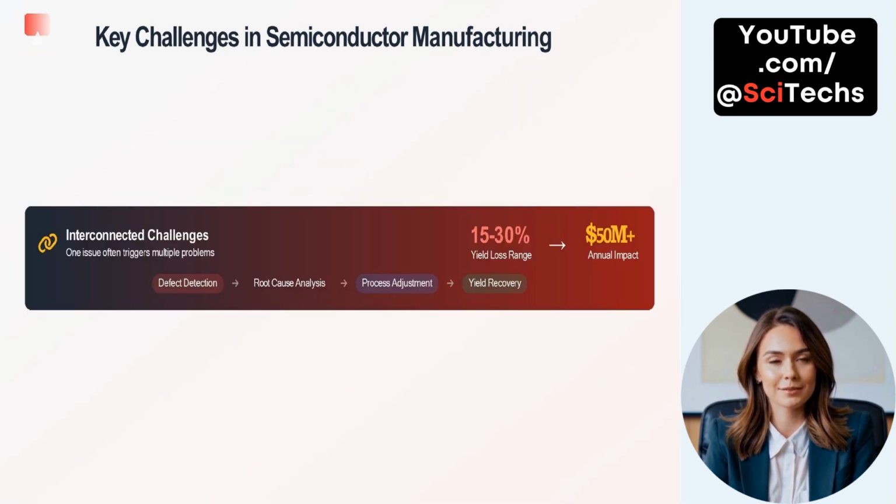Interconnected challenges. In semiconductor manufacturing, problems rarely occur in isolation. A single issue often triggers a chain reaction, creating what are known as interconnected challenges. For example, a defect detected during inspection can require a detailed root cause analysis. This analysis may reveal that upstream conditions such as temperature drift or material inconsistencies led to the defect. Correcting the problem then requires process adjustments, which must be validated and carefully monitored. Only after these corrective actions can yield recovery begin.